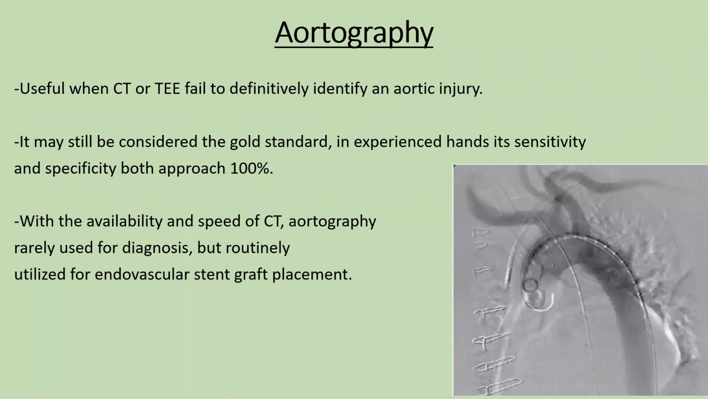Aortography is useful when the CT or TEE fail to identify an injury. It may still be considered the gold standard. In experienced hands, its sensitivity and specificity both approach 100%. With the availability and speed of CT, aortography is rarely used these days. So we can see here an aortogram with aortic transection at the isthmus of the aorta.